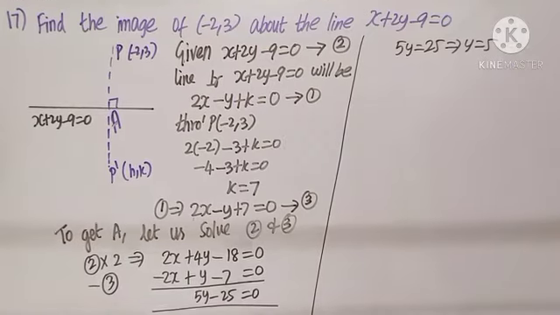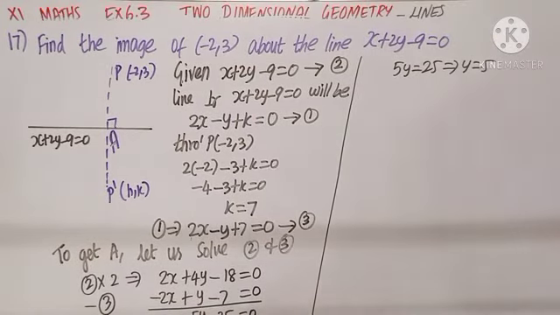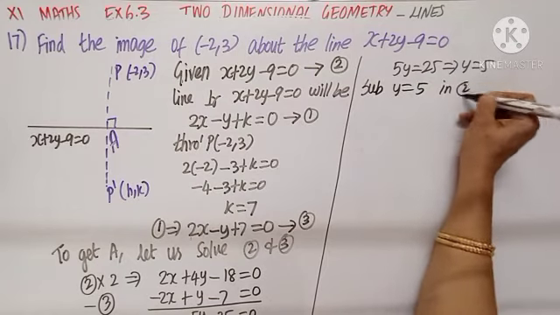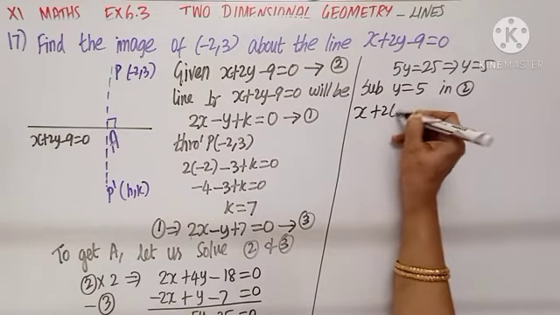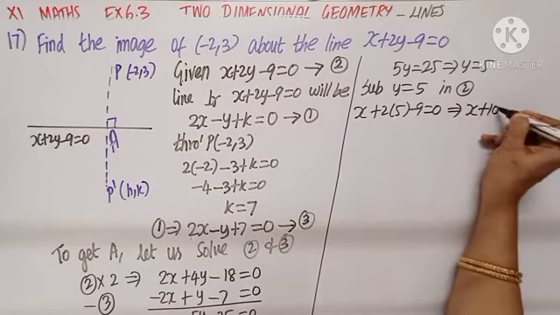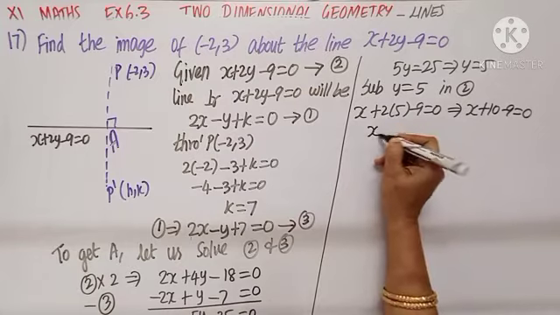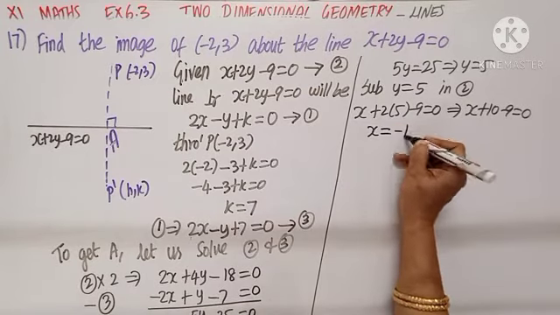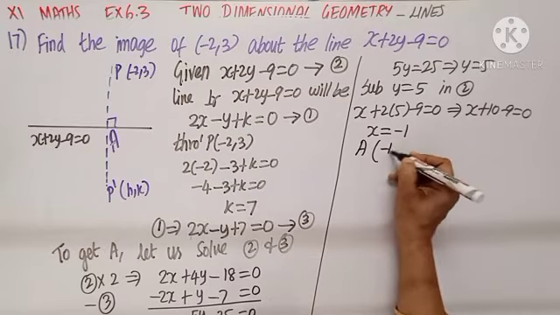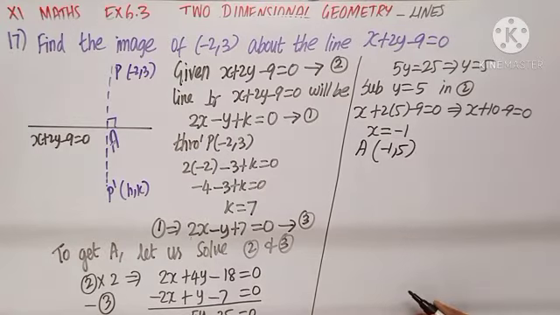Once I get the y value, substitute y equal to 5 in the second equation. X plus 2 into 5 minus 9 equals 0, or x plus 10 minus 9 equal to 0, x is equal to minus 1. So what is A? The point is minus 1, 5.